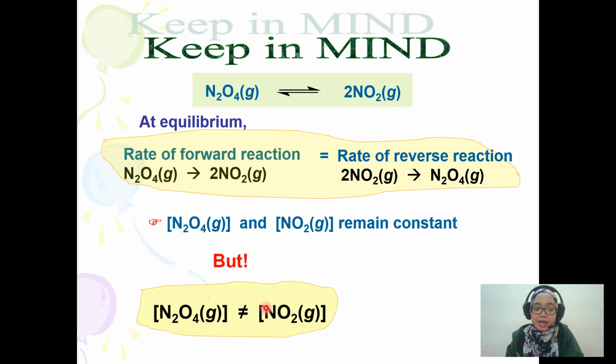But remember that the concentration of N2O4 is not equal to the concentration of NO2. Why? Because this one has coefficient 2 here, and this one is just one. So the concentrations are different. The chemical concentration depends on the coefficient in the chemical equation, not because equilibrium must have equal concentrations. No. Concentration only remains constant, meaning it does not keep changing.